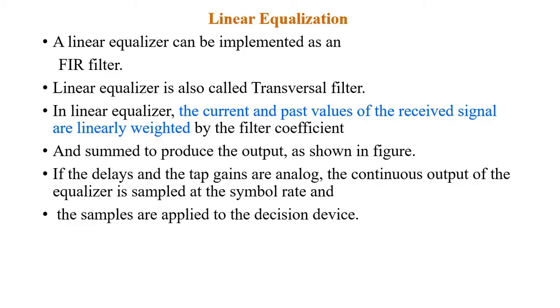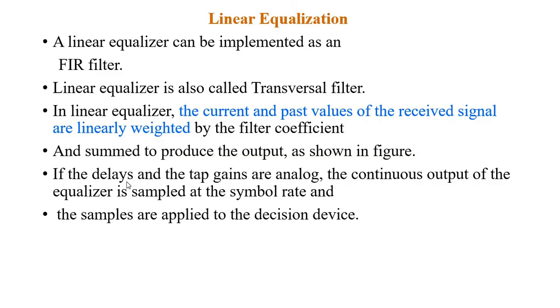So we have an equalizer, the linear equalizer, which is also called a transversal filter, because in all the equalizers the filter coefficients are adjusted, linearly weighted to get the output. In a linear equalizer, the current and the past values of the received signal are linearly weighted by the filter coefficients. From the sequence of samples and the symbol rates, we can adjust and produce the output.